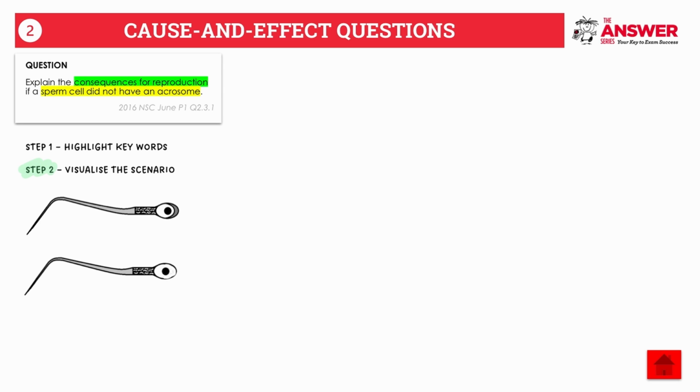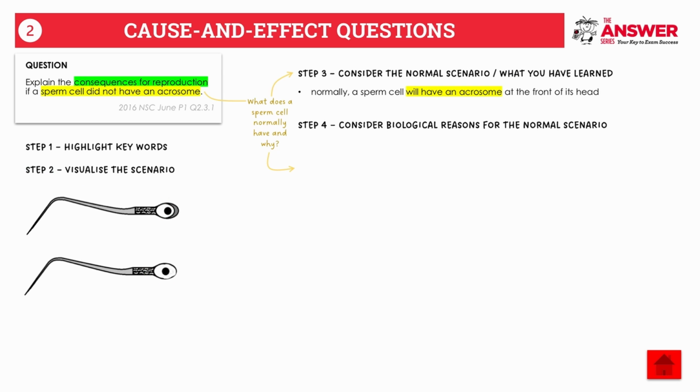If you then visualize, this is what a normal sperm cell looks like. It has the acrosome at the front, whereas this question is basically asking you what would happen if the sperm cell looked like that. It doesn't have an acrosome. Step 3 and step 4.